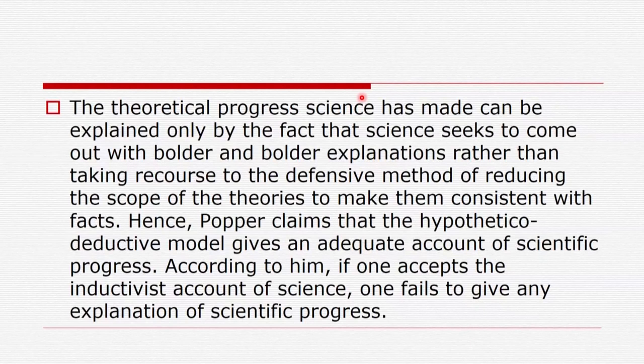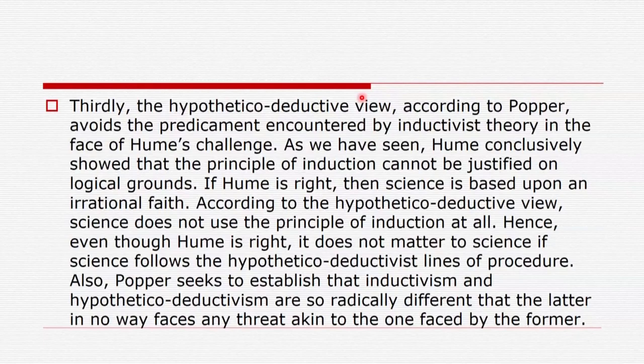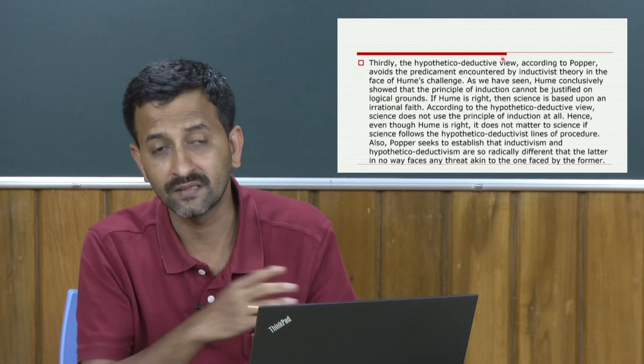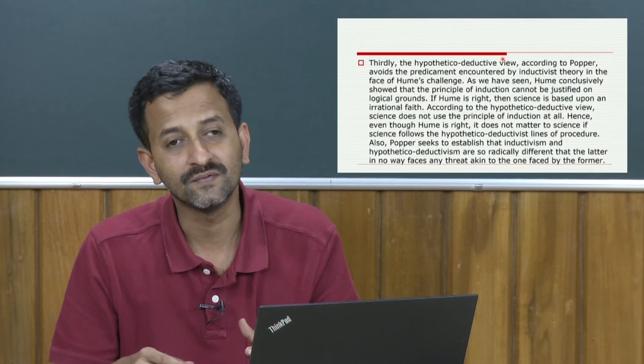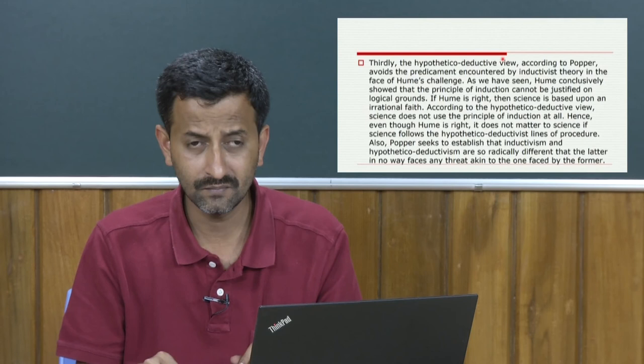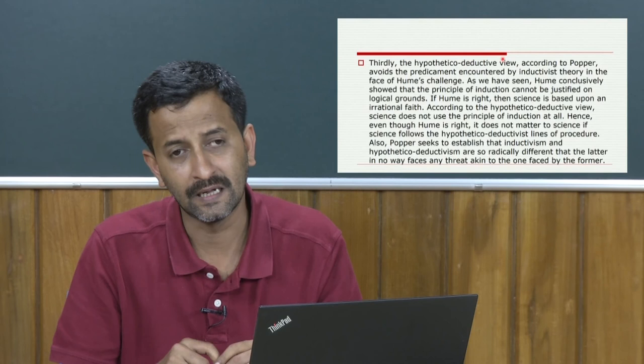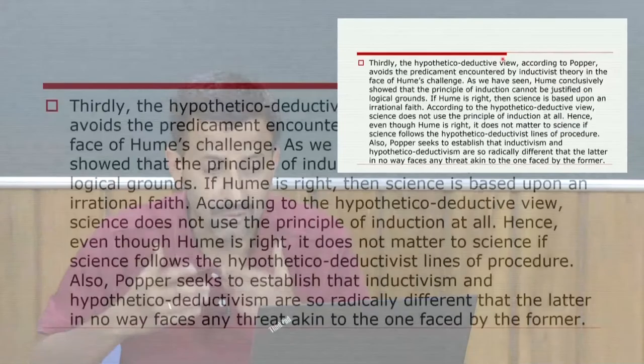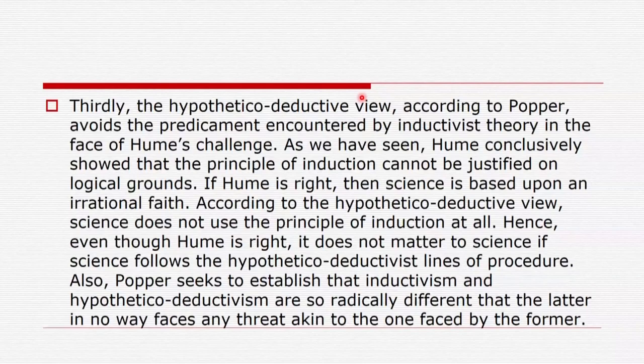According to Popper, if one accepts the inductivist account of science, one fails to give any explanation of scientific progress. Thirdly, the hypothetical deductive view, according to Popper, avoids the predicament encountered by inductivist theory in the face of Hume's challenge. Hume, who was an inductivist, as we have already discussed, also tried to foreground a certain critique of inductivism from within, because of his disbelief in the school of hypothesism and so on. As we have seen, Hume conclusively showed that the principle of induction cannot be justified on logical grounds. If Hume is right, then science is based upon an irrational faith or animal faith, that is what he said.